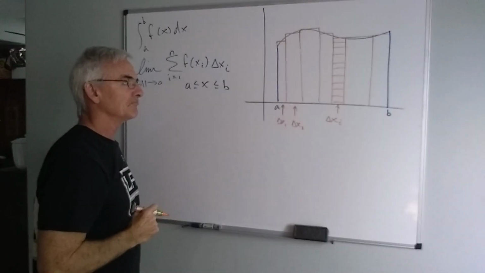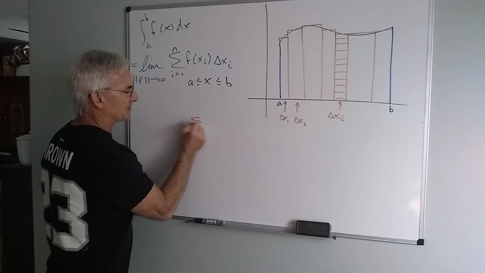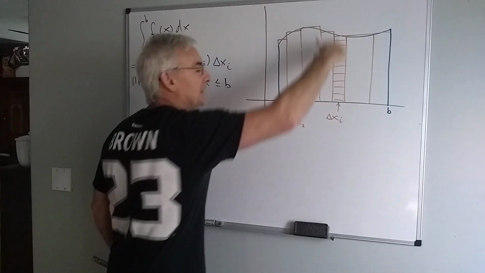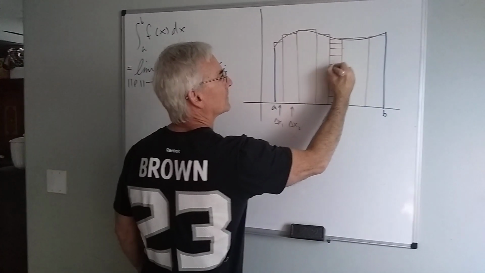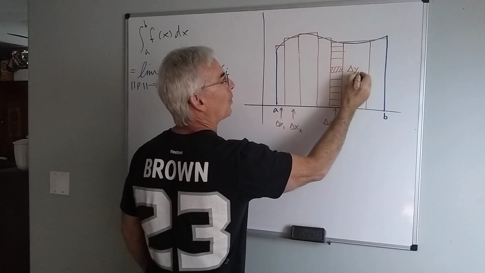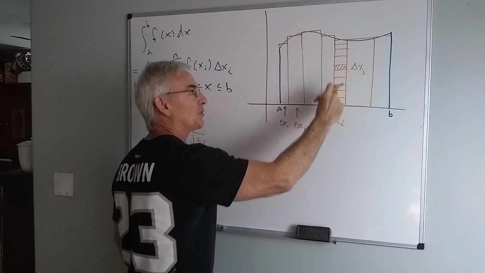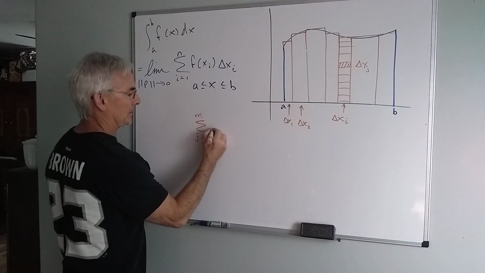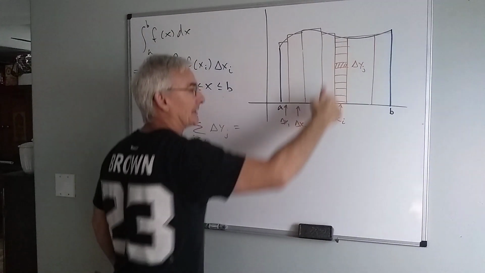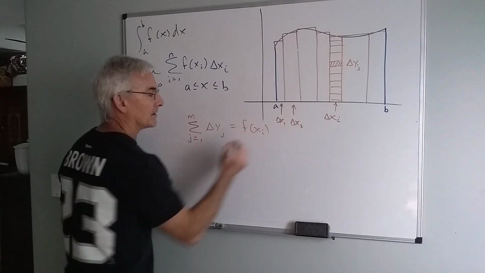Now suppose that we took the ith rectangle and then we divided it up randomly, let's say into m partitions. So if I take the sum from j equal 1 to m of all of these guys, well, what should we call them? Let's take this guy right here, and let's say that width is delta yj. So if I said delta y1 plus delta y2 plus delta y3 all the way up to the top, that should give us exactly the height of this, which would be f of xi.